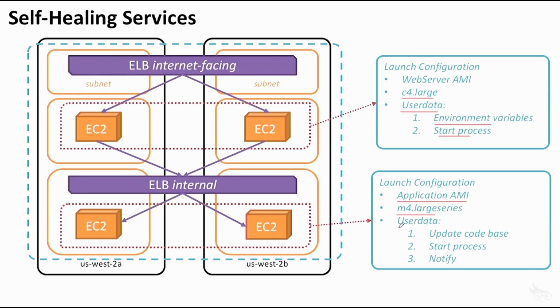Here, we would leverage the user data to, one, perhaps pull the latest version of our code down from GitHub, start our application, and then leveraging the simple notification service, notify perhaps some monitoring system or the person on call that, hey, an instance has been launched and is now up and running and ready to go. So combining our launch configurations, multiple availability zones, and auto-scaling service, we can achieve a system that is not only highly available, but fault-tolerant and self-healing as well.